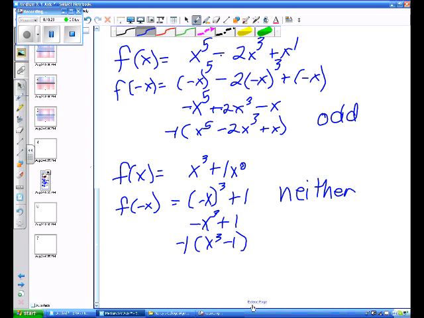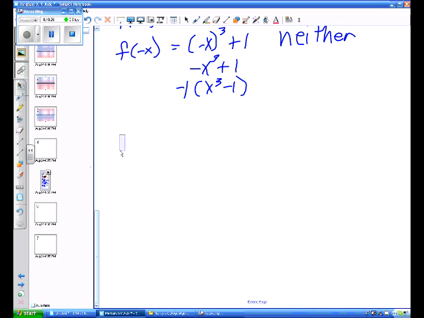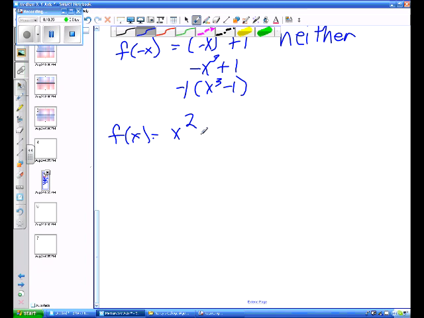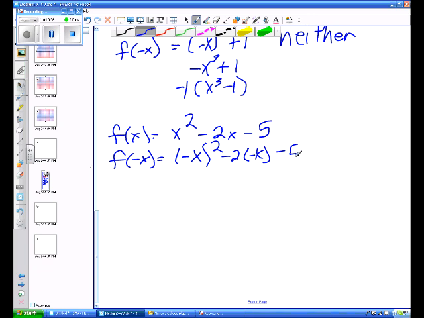Let's look at one more. Say that we have f of x is equal to x squared minus 2x minus 5. And we know that this is going to be a parabola, but let's substitute in f of negative x. So negative x squared would be x squared. Then negative 2 times negative x would be a positive 2x minus 5.